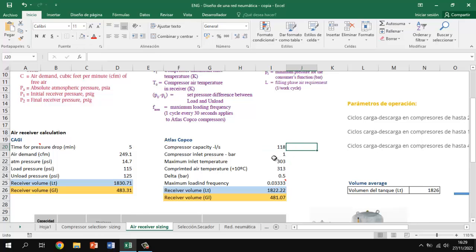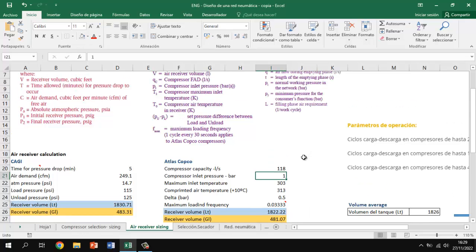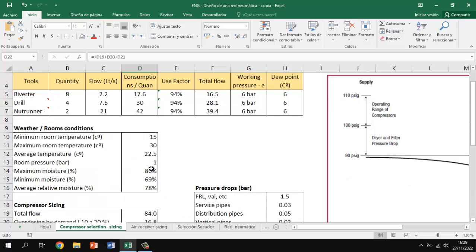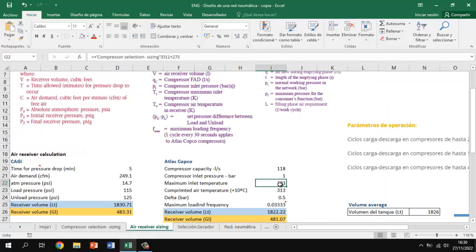Well, your compressor inlet pressure. Then you have the temperature, which is in Kelvin. I put in Kelvin the inlet maximum because if you remember, I put that the maximum temperature for our room condition was 30. So if I put this in Kelvin, it's 350. So this is the same.